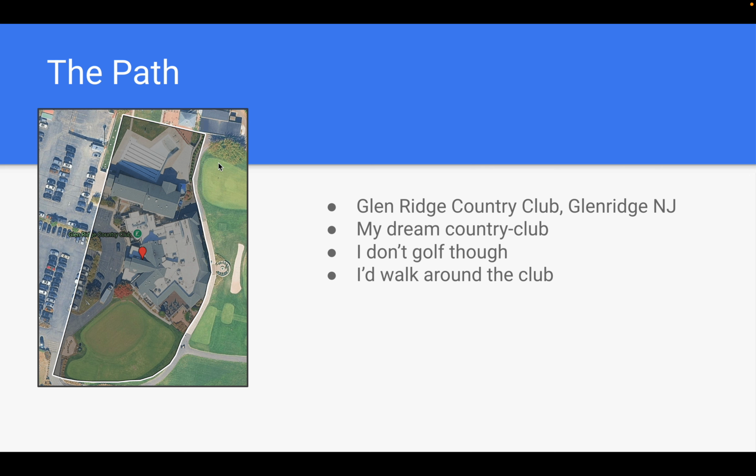This is a path around the Glenridge Country Club in Glenridge, New Jersey. I think I passed by this when I was a little youngin, and I thought it was pretty luxurious, and I wanted to be a member of this exclusive club. I don't golf though. I think I would just walk around the club and take some laps, as you can see detailed here.